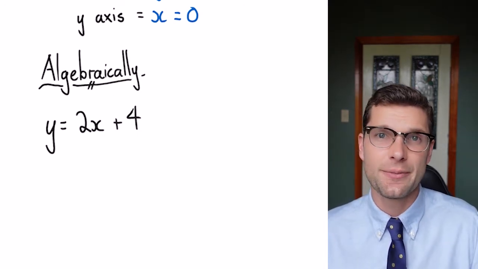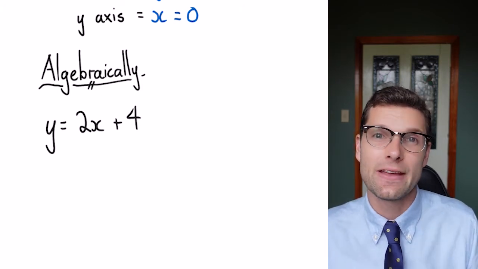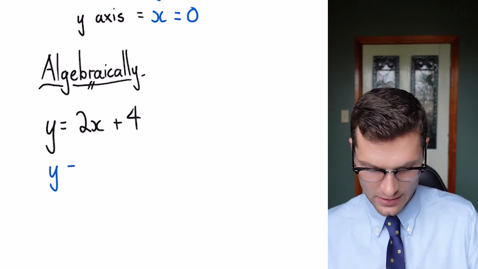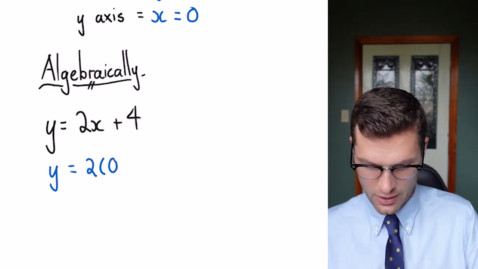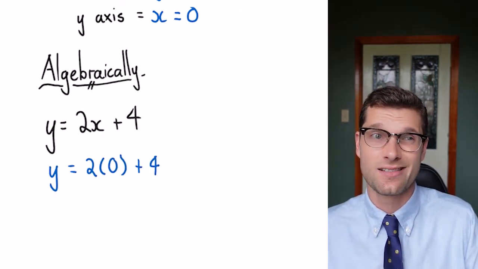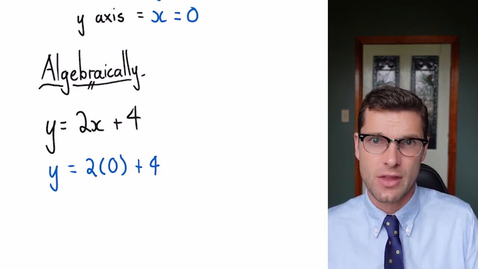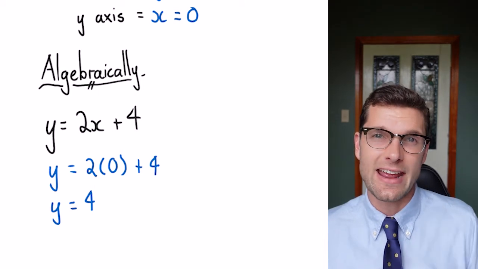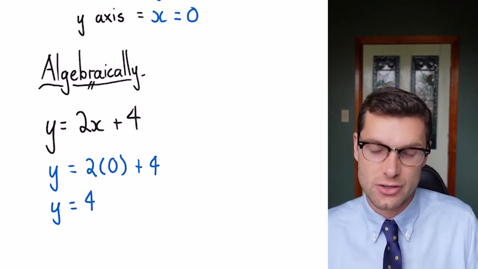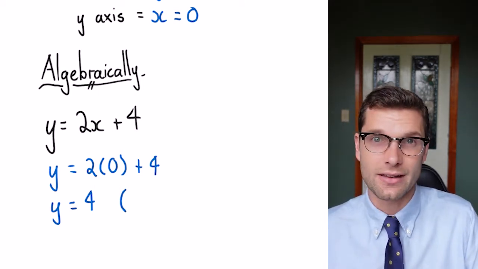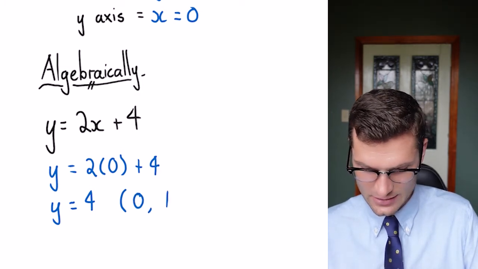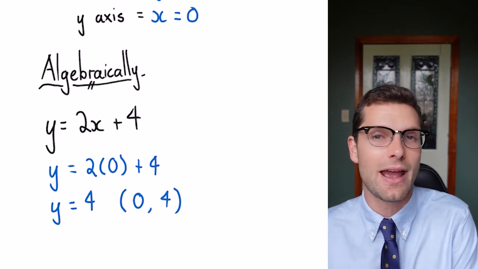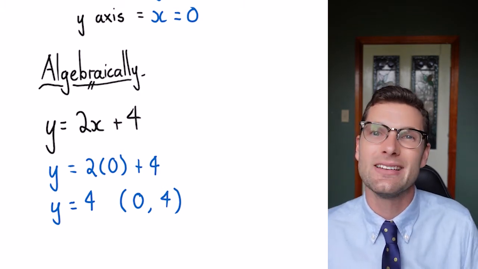So for this example here, I know that x is definitely equal to 0 for my y-axis, so I've got y is equal to 2 multiplied by 0 plus 4. 2 multiplied by 0 is obviously 0, so y is equal to 4. If I need to write that as a point, which I always do, all I've got here is that the point is (0, 4). It's got to be that 0 because we subbed in x equals 0, and the other number is just the answer.